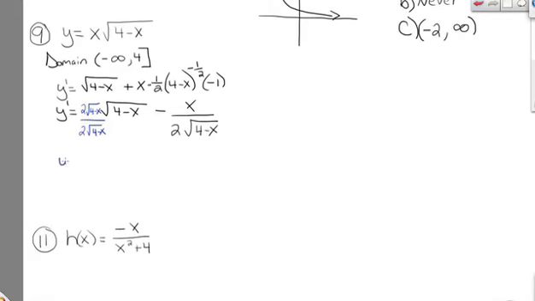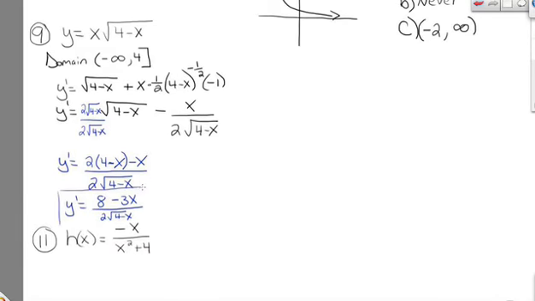And that's going to give me 2 times, the square roots are going to cancel each other out. So I get 2 times (4 minus x), minus x, over 2 square root of 4 minus x. Which gives me, let's do this in one step, 2 times 4 is 8. Negative 2x minus x looks like minus 3x over my denominator.